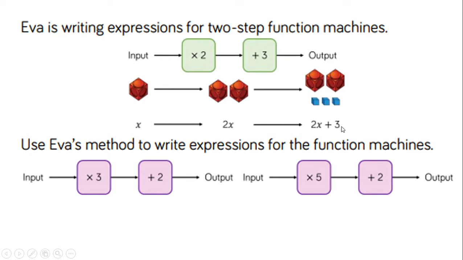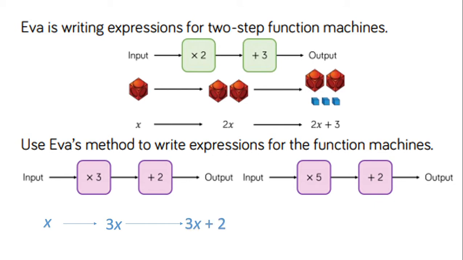Okay, so use Eva's method to write expressions for these function machines. So the first one, I've got my input number. I'm going to call it x. You could have called it anything you like. The first is going through the first function, times 3. So I can remember that's going to be 3x. That's the midpoint of my function machine. Then I'm going to put it through the second step of the function, which was plus 2. So it's going to become 3x plus 2.